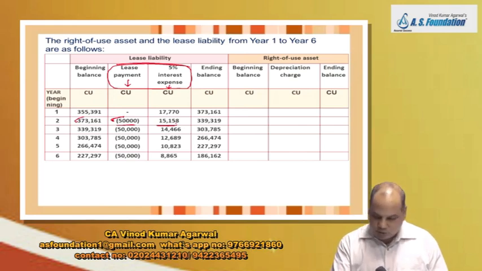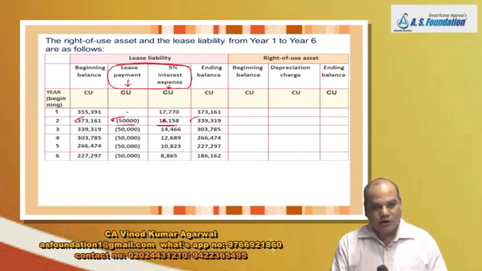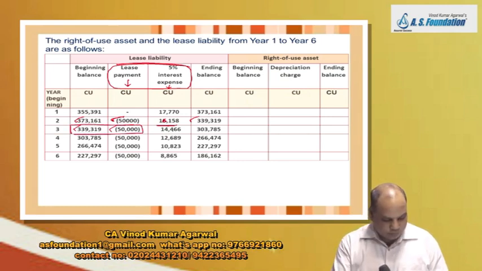$16,158. In your book I have written 16,158. This is a typo. So what is the balance? Is the right balance 339,319? 339,319, less the 50,000 payment at the beginning of this year 3. Now take your calculator, first deduct these two figures. 14,466. Is it right? Keep checking. Afterwards you should not have any doubt.